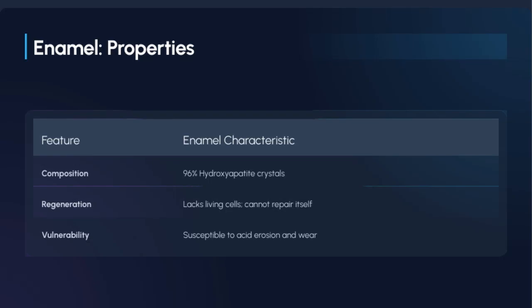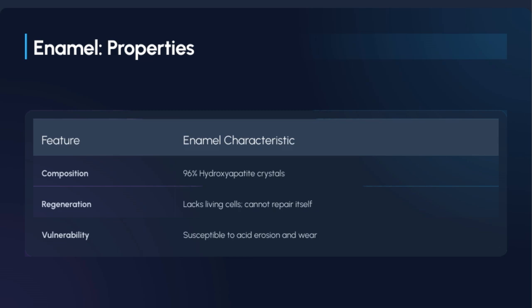Let's take a closer look at the properties of enamel. First, it's important to understand that enamel is quite susceptible to acid erosion and wear. This vulnerability makes it prone to damage from acidic foods, beverages, and even some oral bacteria. Enamel is unique because it lacks living cells, which means it can't repair itself once it's damaged or worn down. Unlike other tissues in the body, it doesn't regenerate naturally. Now, on the bright side, enamel is primarily composed of about 96% hydroxyapatite crystals. This high mineral content gives it its hardness and durability, which is essential for protecting our teeth.